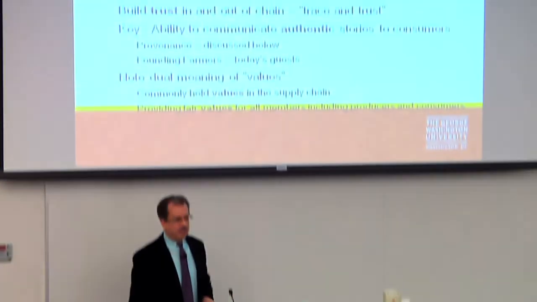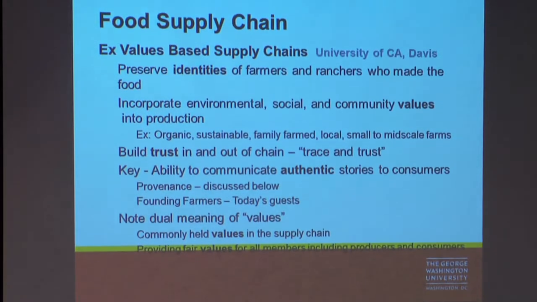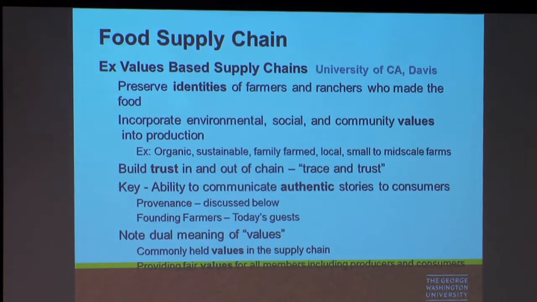I want to provide this example. It's a great example called the values-based supply chain. This started at the University of California, Davis, although that's their topic area. They're studying it and trying to get farmers to follow it so that they can have bigger incomes. It's a great thing. And what they claim is that farmers and ranchers are having their identities preserved on the product itself.